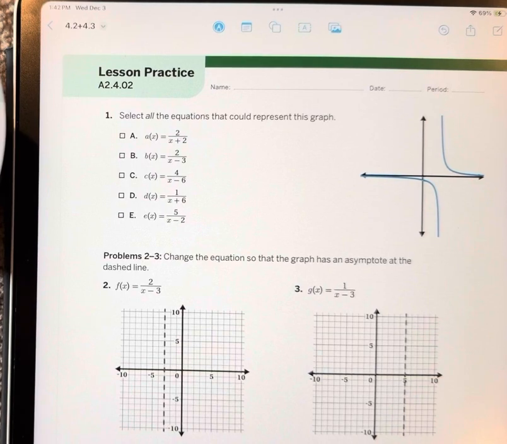Hi guys, let's do the 4-2 homework. So here we are. We got ourselves some rational functions and we have a graph and we're trying to see which of these could be the graph.